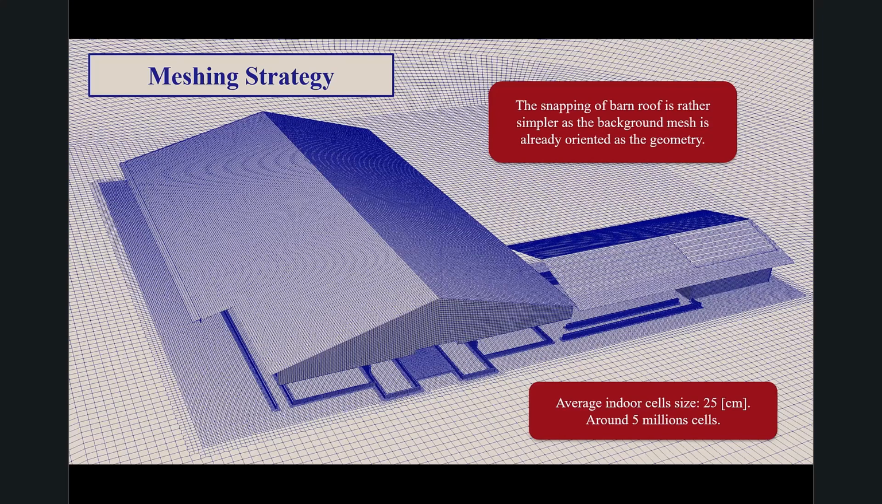Let me repeat the question for the people at home again. The simulation time was about a couple of days, and we have 5 million cells. And the question is on which computer we are working. Well, we are working on the simulation cluster of Politecnico di Milano, and it is around 30 cores, if I remember correctly. The simulation was on 30 cores.